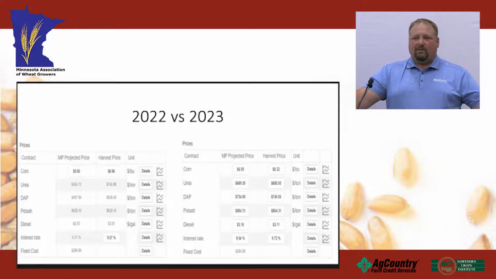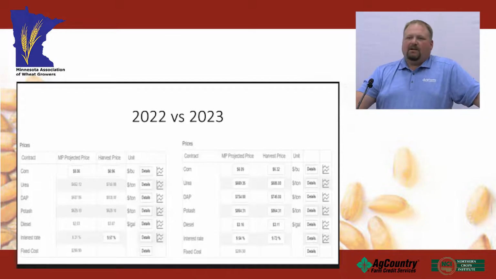Where are we at? Right now, if I'm planning to plant corn, I can look at $6.09 futures, before today's market, is where we were trading on average. $6.69 is where urea is at, DAP's at $7.34.